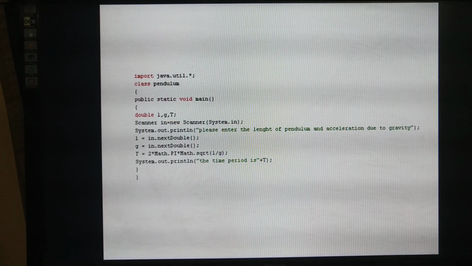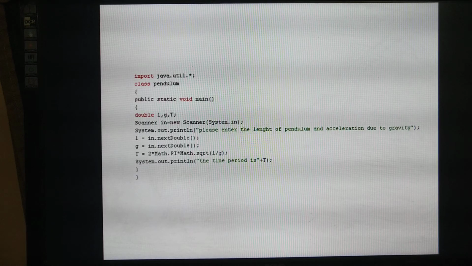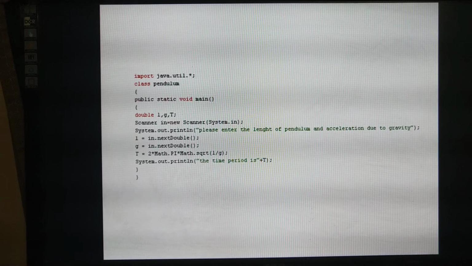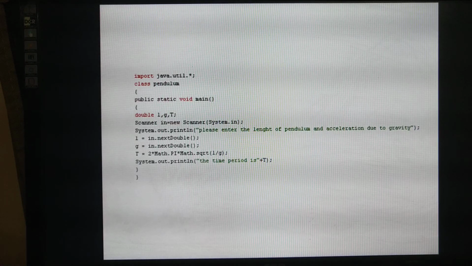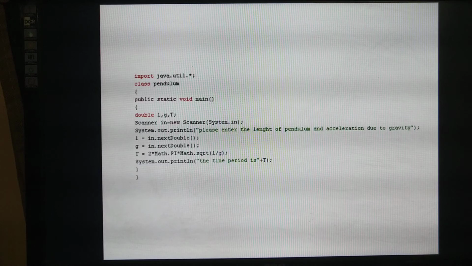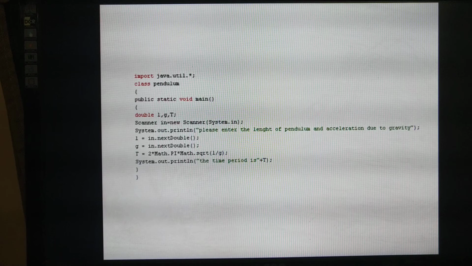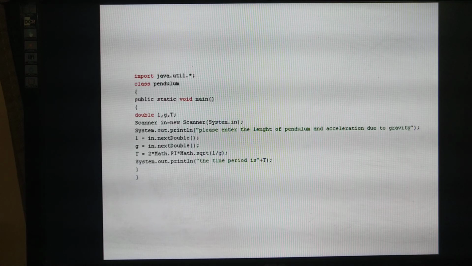Next, we are calculating the time period. The formula for the time period is 2 pi root L by G. The same thing we are doing over here: 2 into Math.pi, 2 pi into square root of L by G. Now we are printing the time period: "The time period is" plus t, and the program is done.